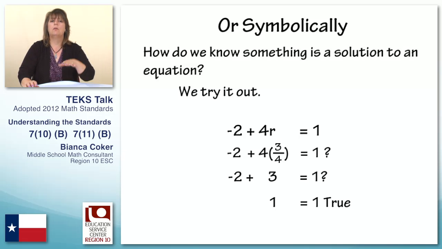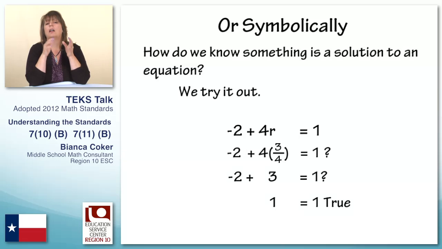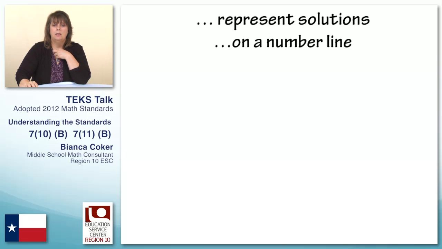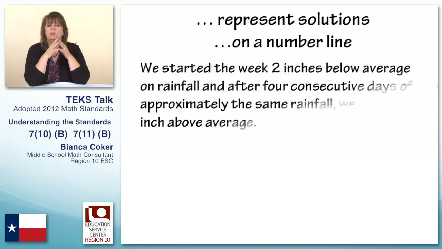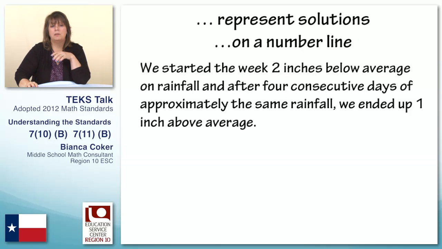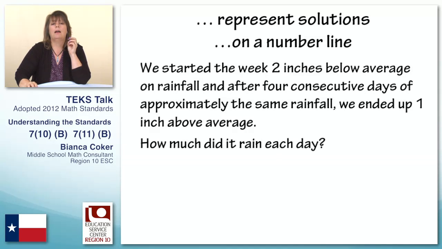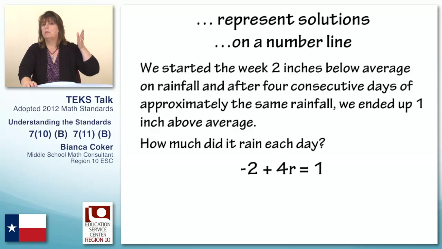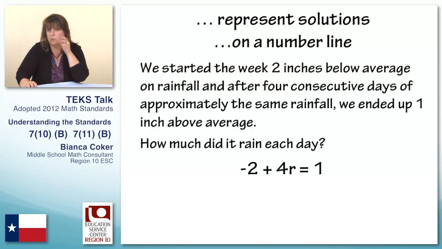Now, let's look at representing that solution on a number line, the original intent of 7.10B. So, going back to our situation, we started the week 2 inches below average on rainfall, and after 4 consecutive days of approximately the same rainfall, we ended up 1 inch above average. How much did it rain each day? We represented that with an equation. Now let's see what that solution is. Remember, it was 3/4 and we checked it and it was true.